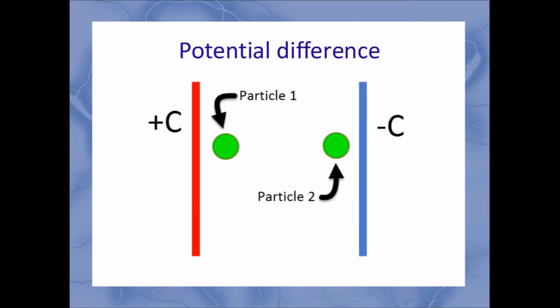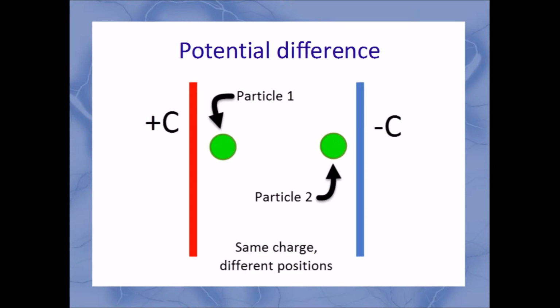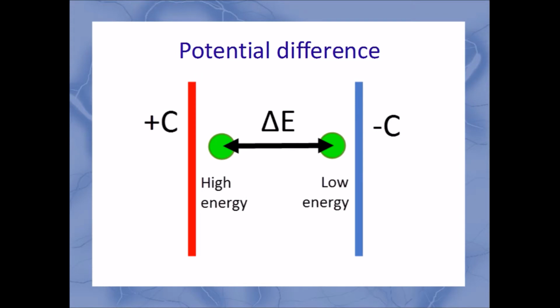Particle 1 is next to the positive rod, while particle 2 is chilling out by the negative rod. The particles both have the same charge, so they are identical. The only difference here is their position. The position of a charged particle affects the energy associated with it. Imagine that being close to the positive plate represents a high energy position, while the negative plate is a low energy environment. Then there's a difference in energy between the particles, which we will label like this, delta E.